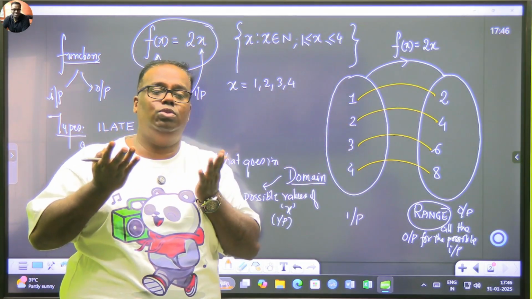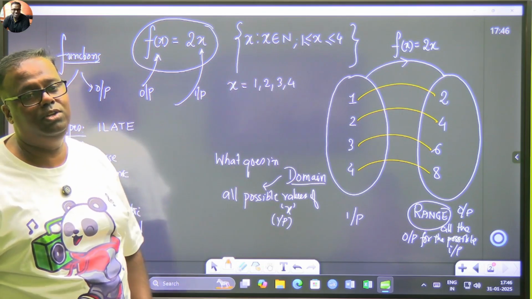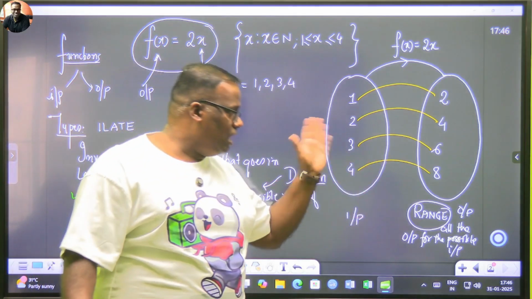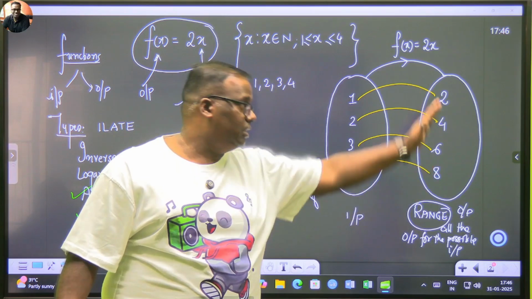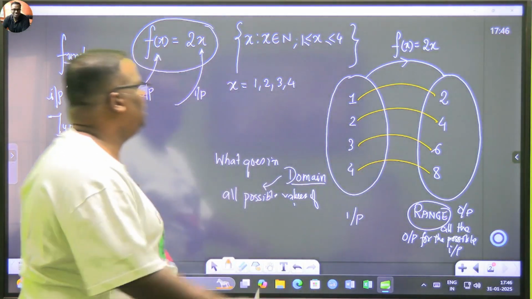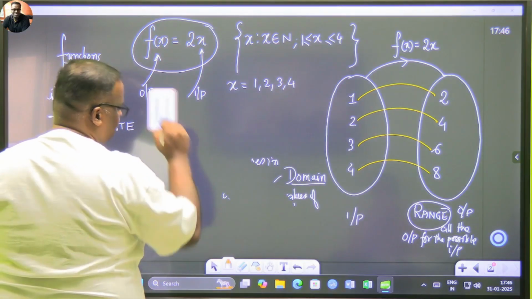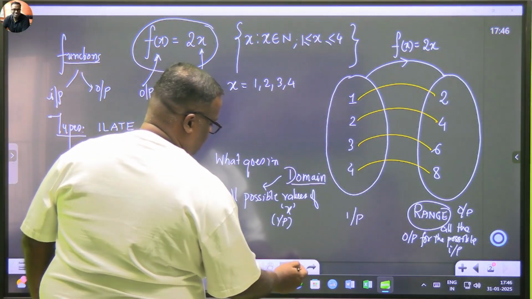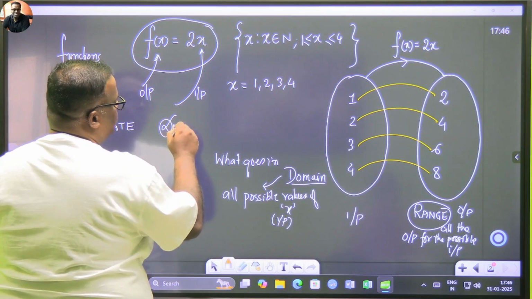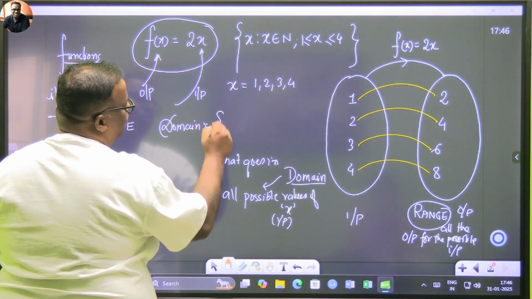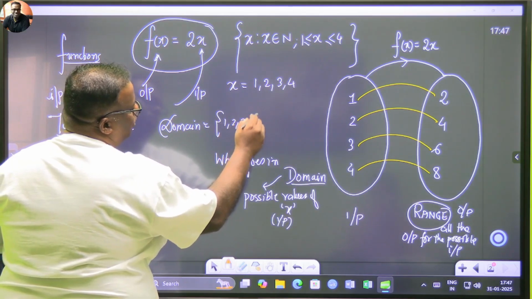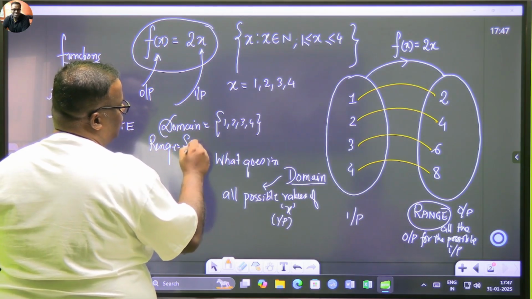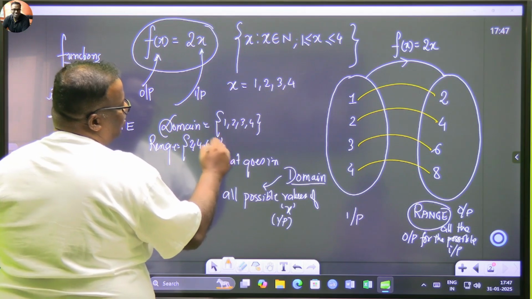Sir, how will I get to know the domain? The function itself will define what the domain is. And we will see a lot of examples now. And what is range? For every possible input, the output that you get, the set of all outputs is known as range. So if somebody tells me find the domain of this function, I'll say my domain is equal to 1, 2, 3, 4. And if somebody tells me find the range of this function, my range is equal to 2, 4, 6, 8. Very easy way to understand.